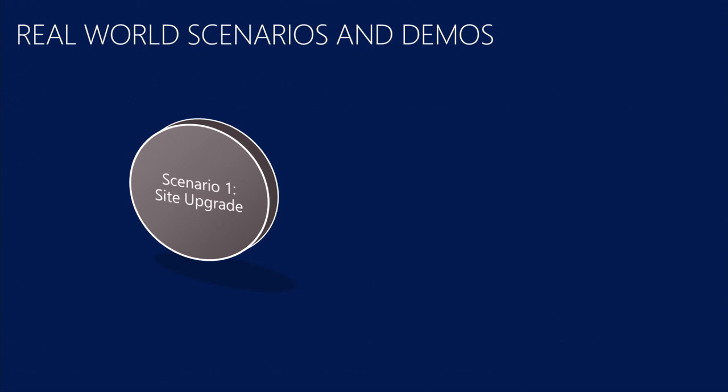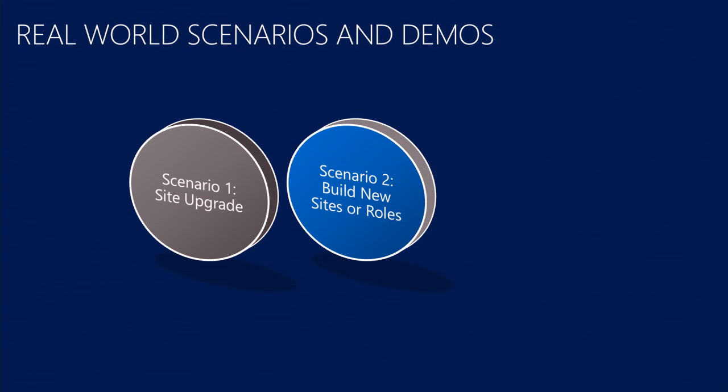So this isn't pre-staged. This is going to run against a real live hierarchy, a CAS with a primary site. So we're going to actually upgrade from RTM to SP1. The second one is build basically a new site or role. So build a new DP. I think that's what we're showing.